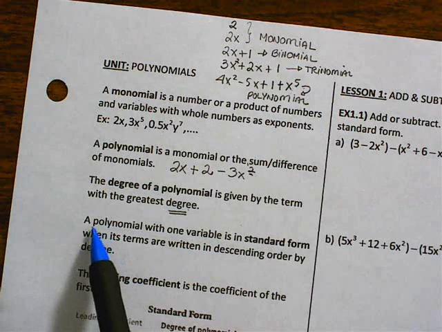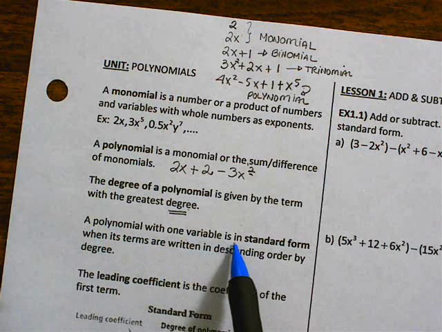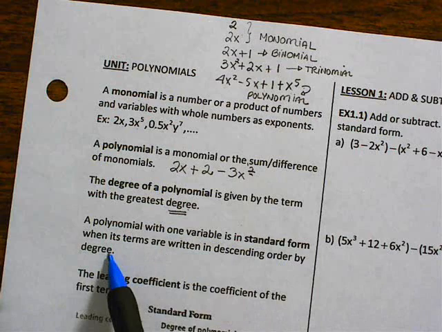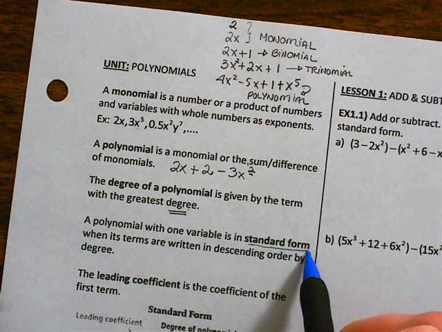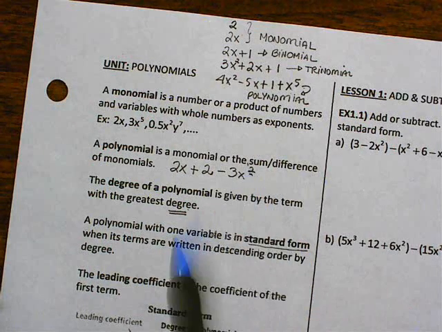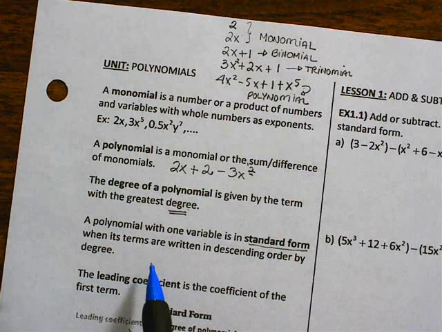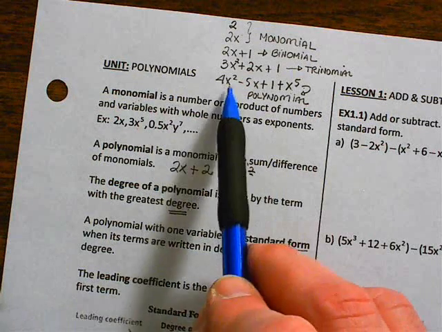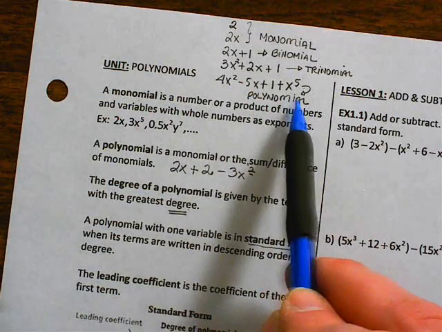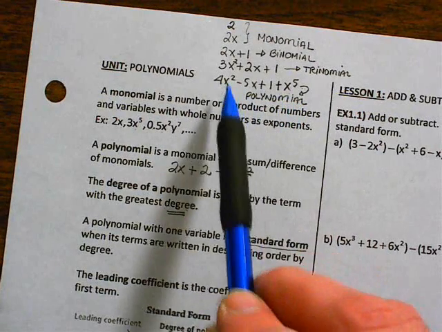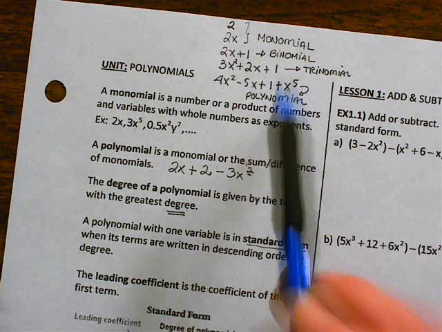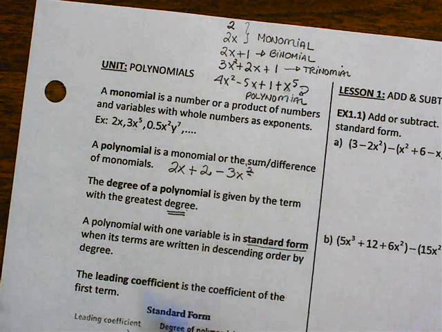A polynomial with one variable is in standard form when its terms are written in descending order of degree. So what is standard order? Standard order means that the exponents are written from the biggest exponent down to the smallest. So if you look over here at this example, this is not in standard form because the biggest exponent is right here.